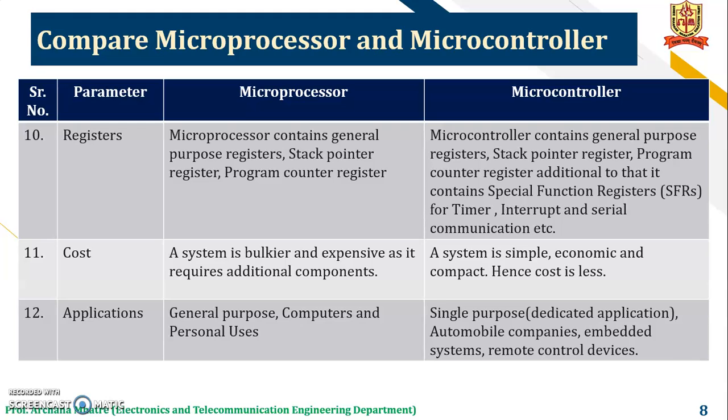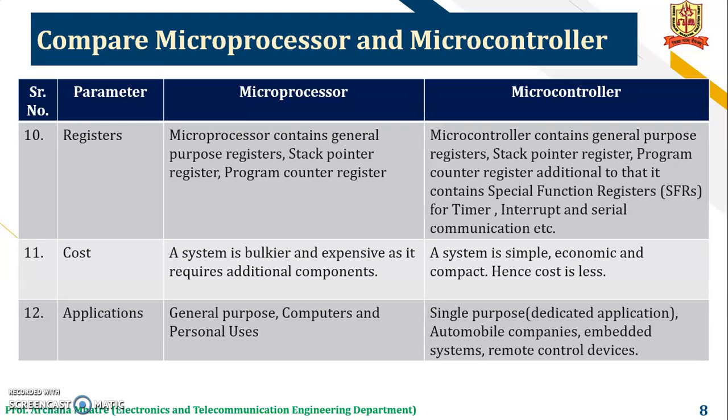Next parameter is register. Microprocessor contains a general purpose register, stack pointer register, program counter register, etc. Microcontroller contains the general purpose register, stack pointer register, program counter register. Additional to that, it contains the special function register, which is SFR, for timers, interrupt and serial communication, etc. For timer, it contains the SFR like TCON, TMOD. For interrupt, it contains the SFR like IE, IP, like that.